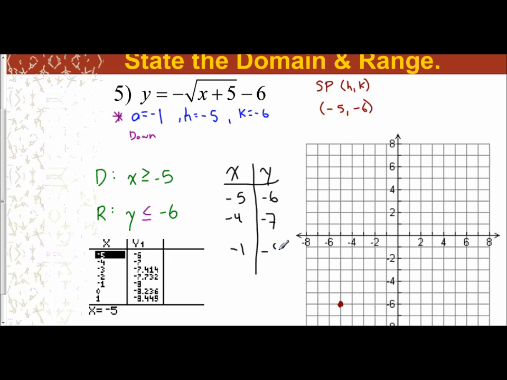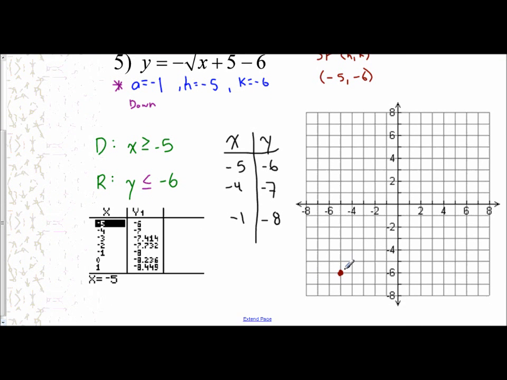So all I need are 3 nice coordinates from the table, and you write them down, and then we just plot them. So at -4, I'm at -7. At -1, I'm at -8. And remember, this represents your starting point. You can't go beyond it. And so you start here and you draw your curve for the square root function.